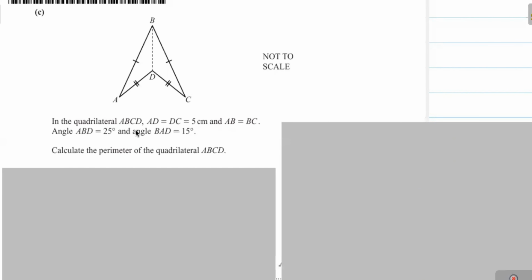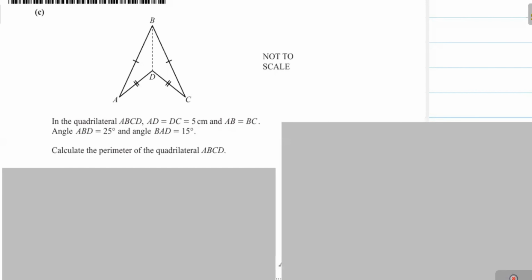In the quadrilateral ABCD, AB equals DC equals 5 centimeters and AB equals BC. Angle ABD is 25 degrees, angle BAD is 15 degrees. Calculate the perimeter of quadrilateral ABCD.